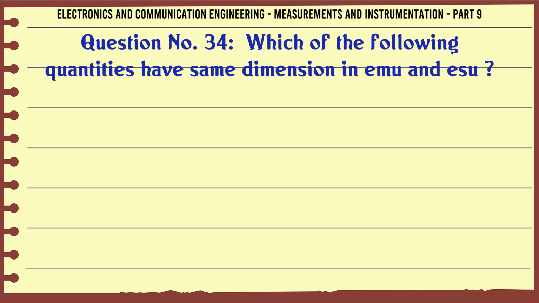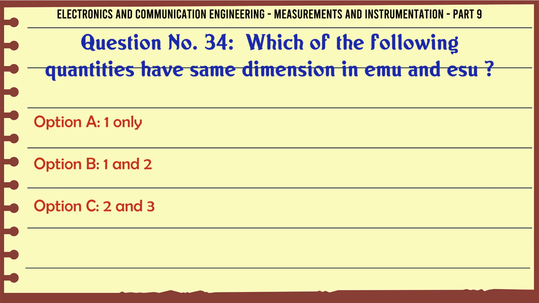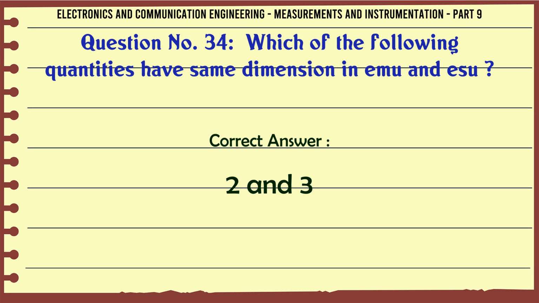Which of the following quantities have same dimension in MU and SU? A. 1 only, B. 1 and 2, C. 2 and 3, D. 1 and 3. The correct answer is 2 and 3.